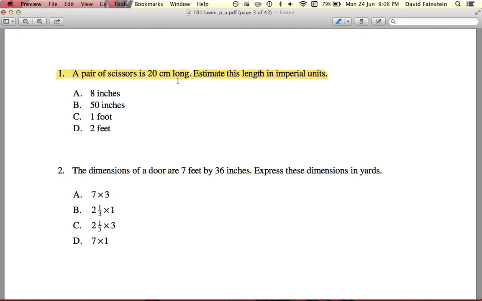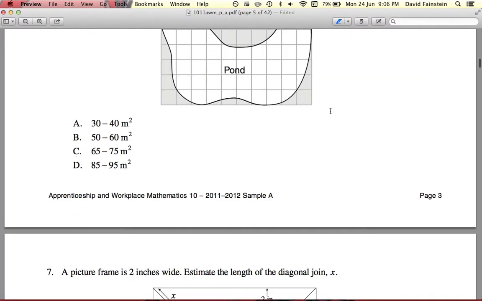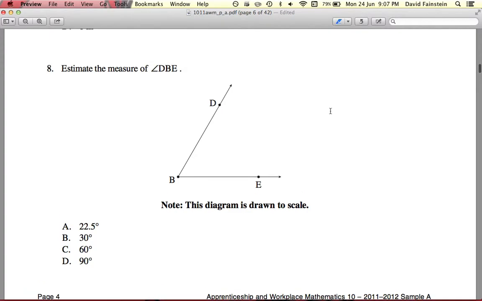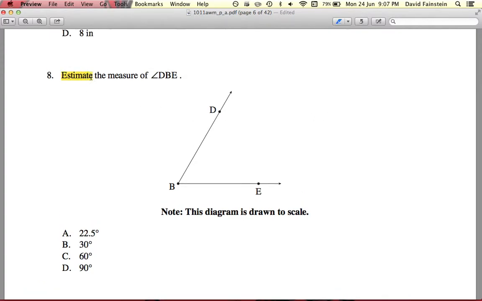But for this question, a pair of scissors is 20 centimeters long. Estimate this length in imperial units. Now, if you were to convert it using your conversion table, these values actually wouldn't come up exactly, because what we have to do is estimate. So it's going to be an approximate value. It means it's pretty close. If you were to convert, you're going to find the closest answer is 8 inches. Okay, so let's skip down. That's estimating. Don't forget, oh hey, there's estimate again.